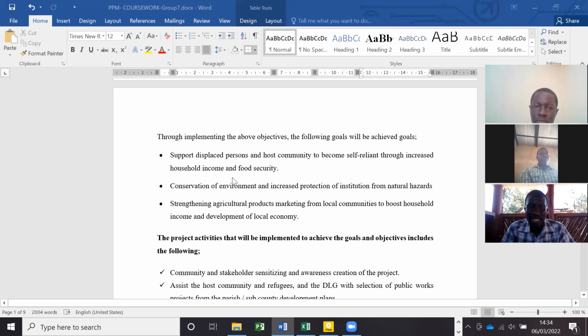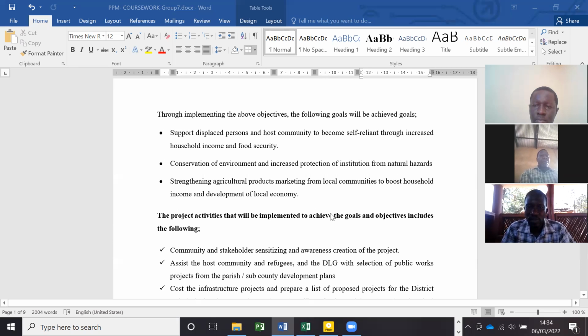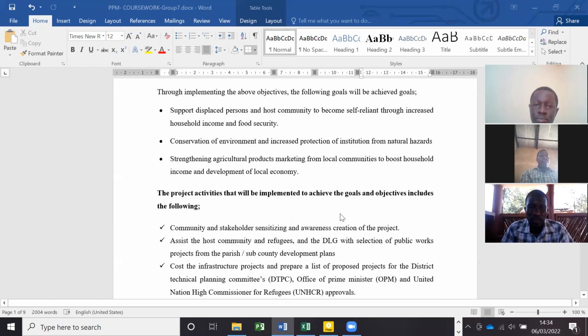Through implementing the above objectives, the following goals will be achieved. One is to support displaced persons and host communities to become self-reliant through increased household income and food security. And then conservation of the environment and increased protection of institutions from natural hazards. Lastly, strengthening agricultural product marketing from local communities to boost household income and development of the local economy.